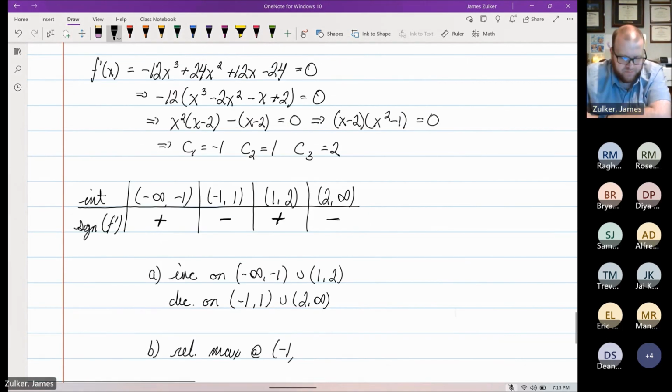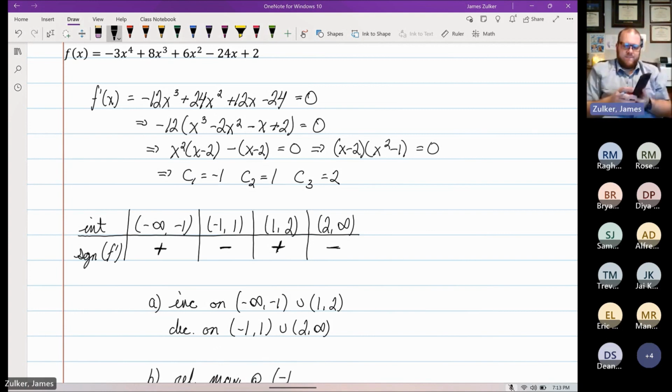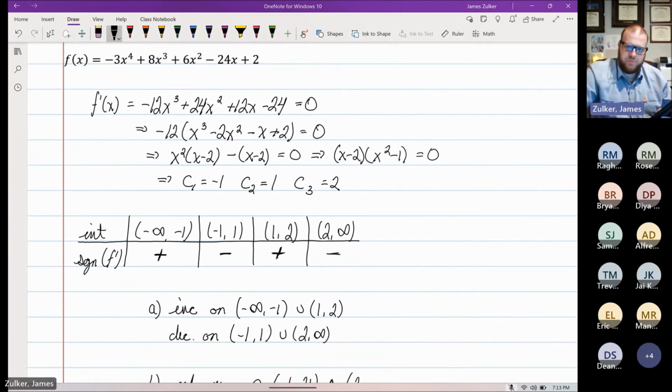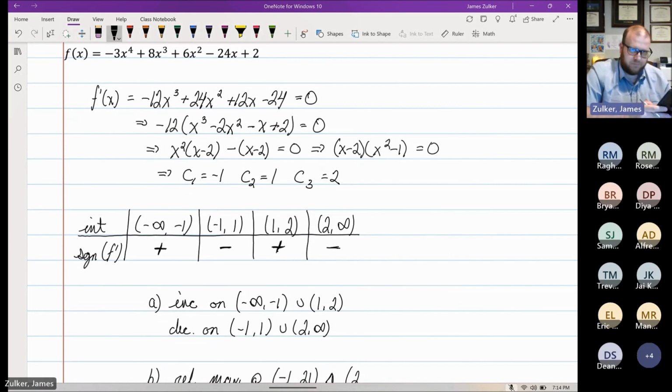At -1, go back up, plug -1 back in. I got 21. But we switch positive to negative again. So we have another relative max at 2, right? And again, we want f of 2. I got -6.